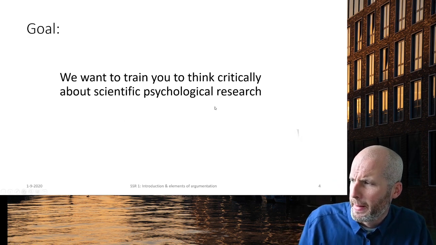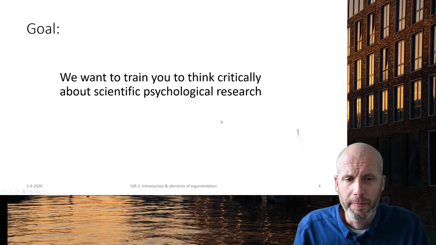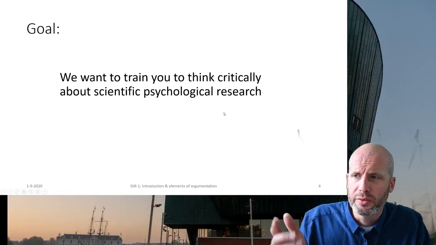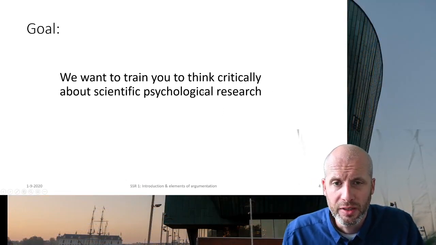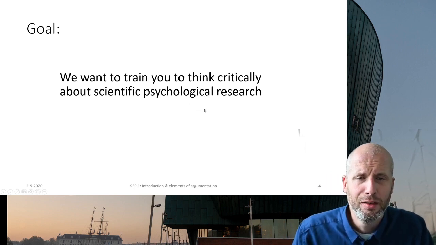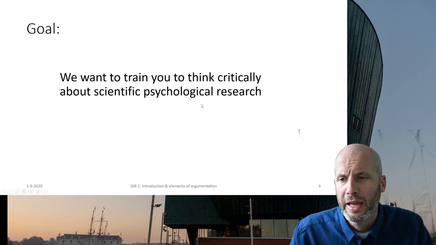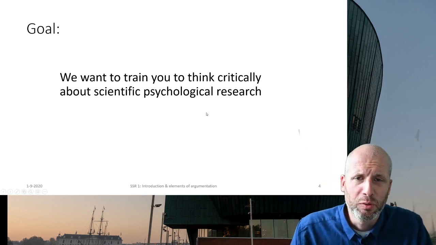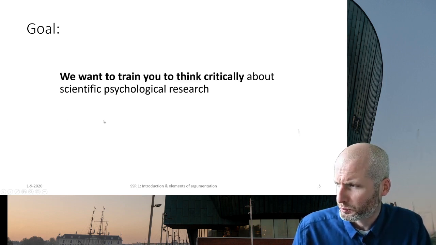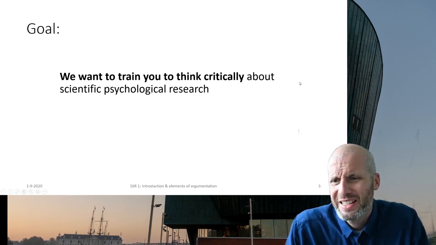and I'm going to show you why that is relevant. So basically what you can say in one sentence, our goal these 3 months of this course is to train you to think critically about scientific psychological research. That's basically it, right? That seems doable. And I'm now going to break down this statement for you, what we mean by this and why those elements are relevant. First of all, we want to train you to think critically. Why is that the case?